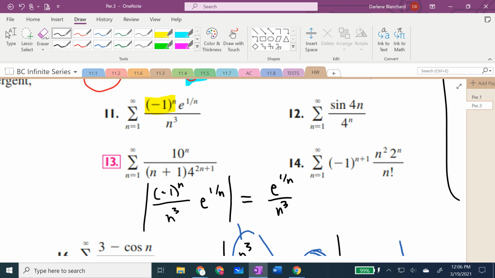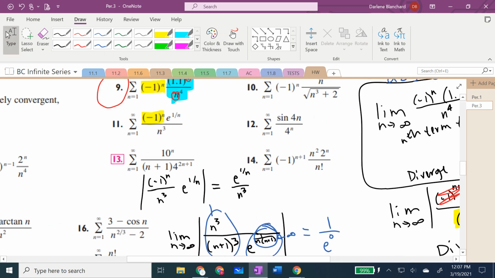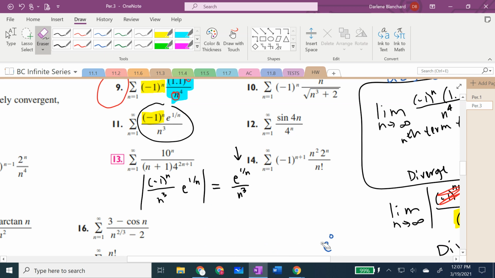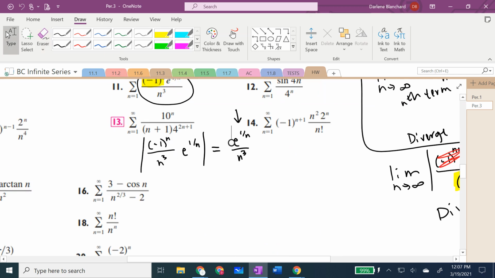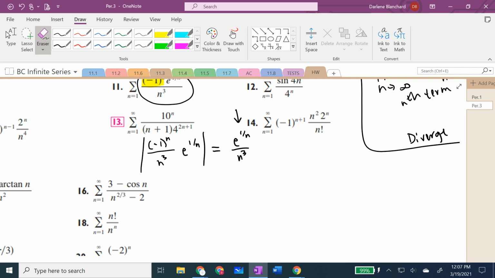Let me go through this to help you out. So what I'm going to do is I'm going to see if the absolute value of this formula, if I put that into sigma and test that for converge diverge, then if I get converge, I've got absolutely converge and I'm done. If I have diverge, then I need to bring in an alternating series test with it. So let's check it out.